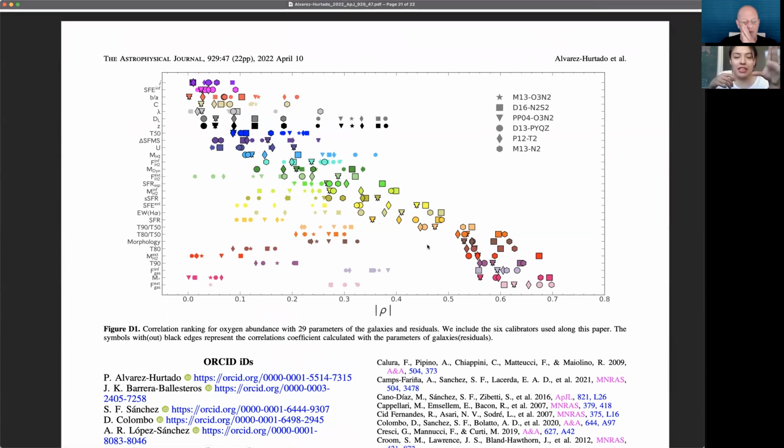Well, this figure is a mixture between the last two figures. We calculate the correlation coefficient between the oxygen abundance and these parameters, and also using the residuals, and it clearly shows the effect when we remove the stellar mass, because all the correlation coefficients decrease. So we have a before and an after scheme. That's the big idea of my work.